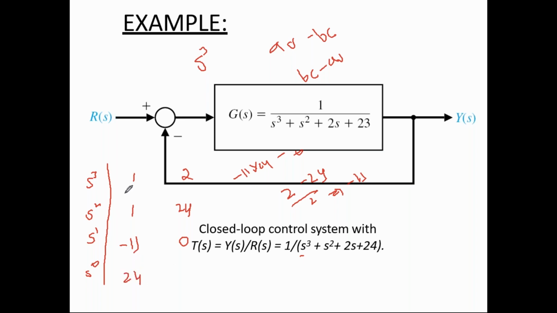So now your Routh array construction is over. Now you have to check the first column. How many times does our sign change?